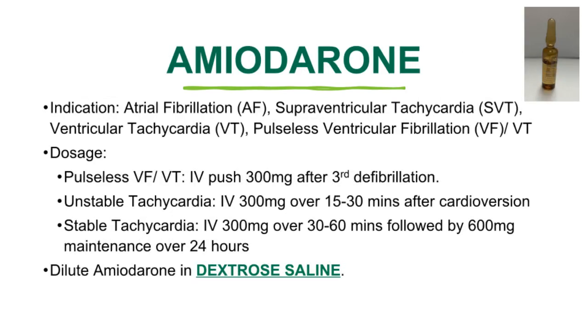Next, amiodarone. It is known as an anti-arrhythmic drug used to treat atrial fibrillation, supraventricular tachycardia, pulseless ventricular fibrillation and pulseless ventricular tachycardia. In pulseless ventricular arrhythmia, amiodarone is given as IV push 300 mg after the third defibrillation. In unstable arrhythmia, 300 mg of amiodarone can be given over 15 to 30 minutes after synchronized cardioversion. In stable tachycardia, 300 mg of amiodarone can be given over 30 to 60 minutes, followed by 600 mg maintenance over 24 hours. Please note that amiodarone is incompatible with saline and should be administered solely in dextrose solution.